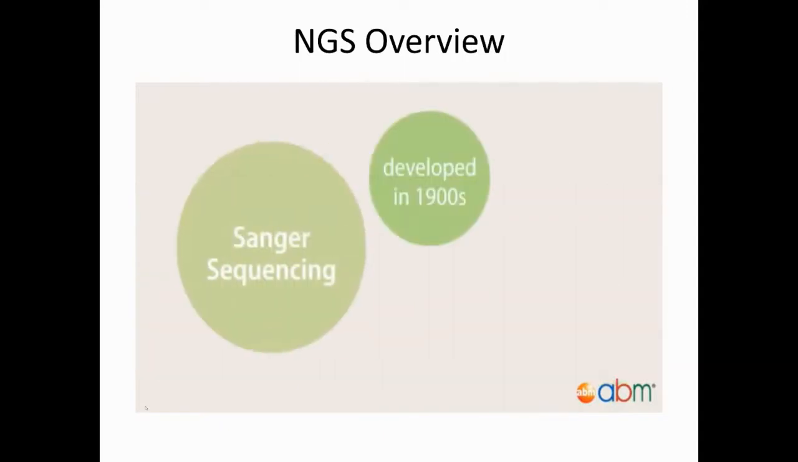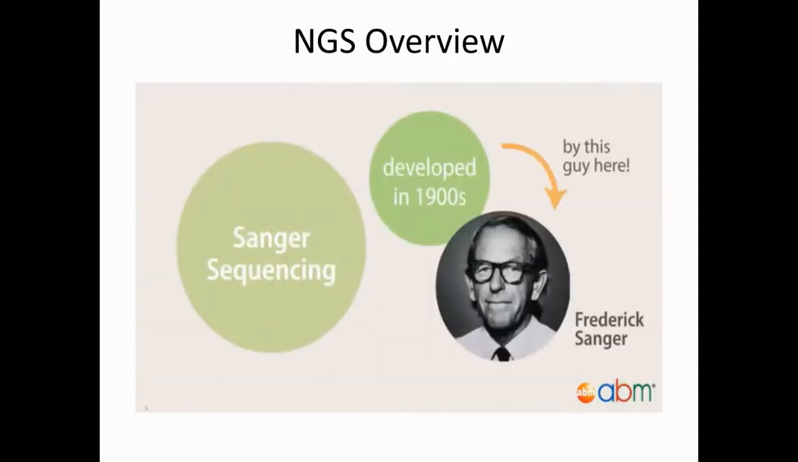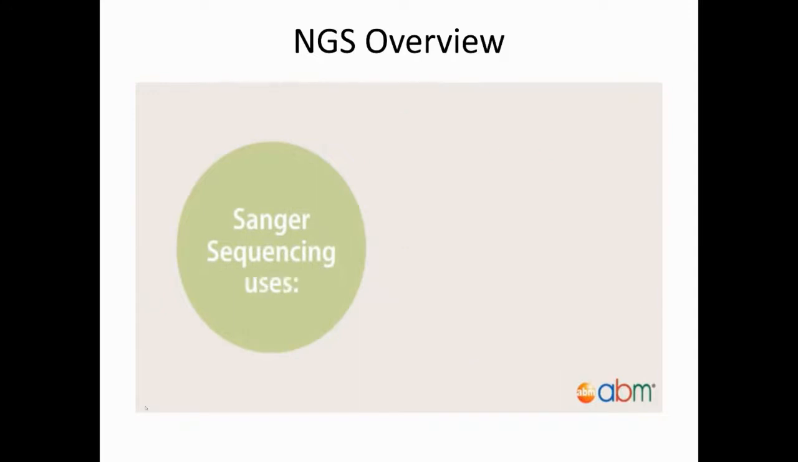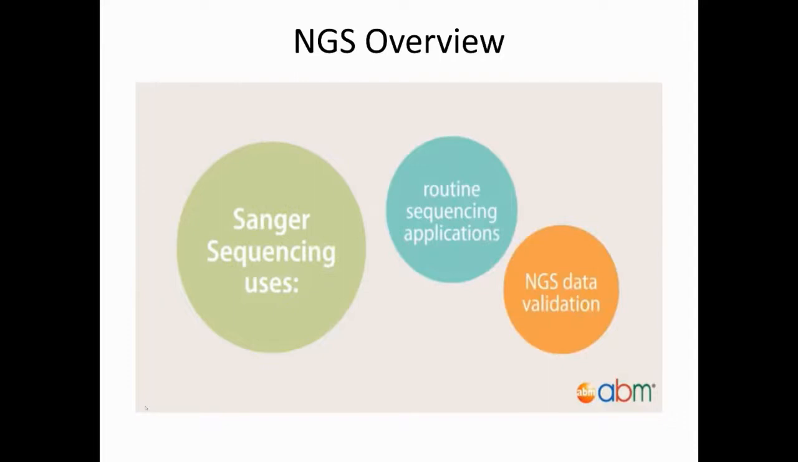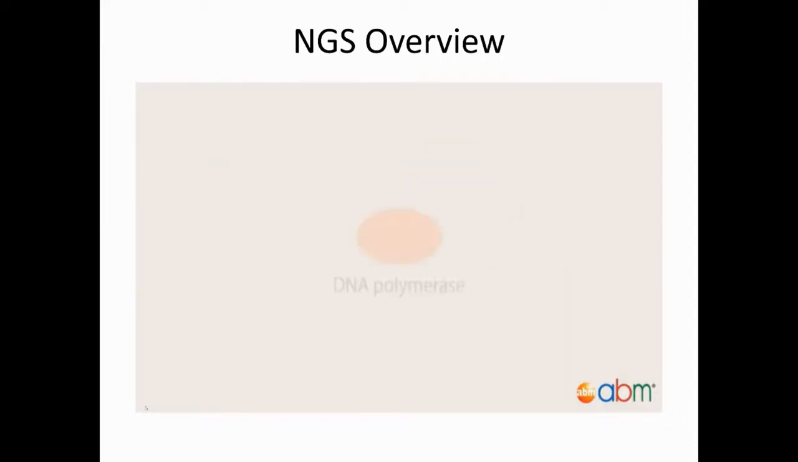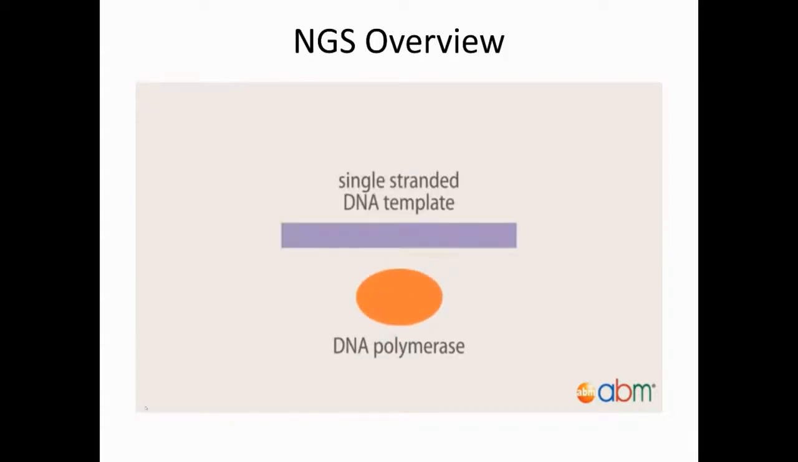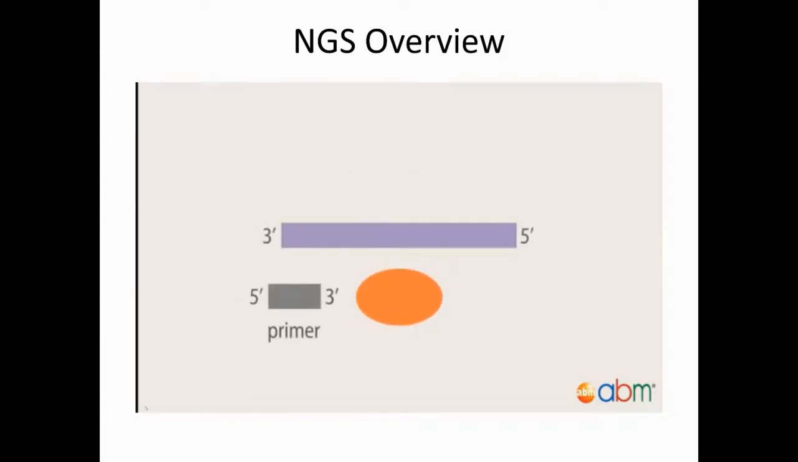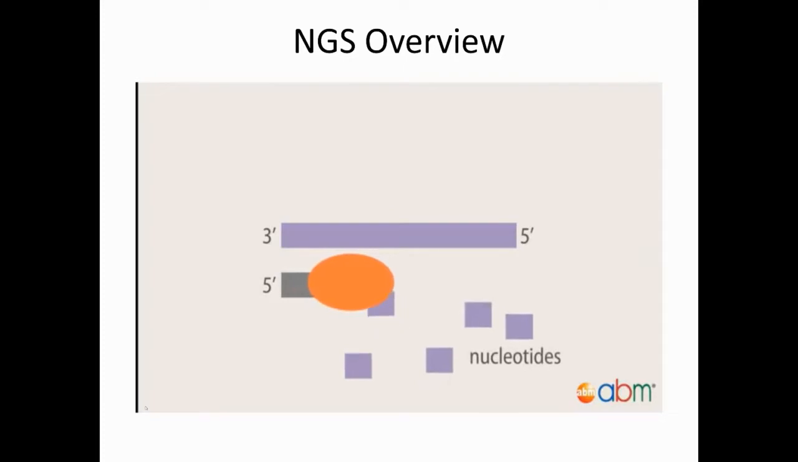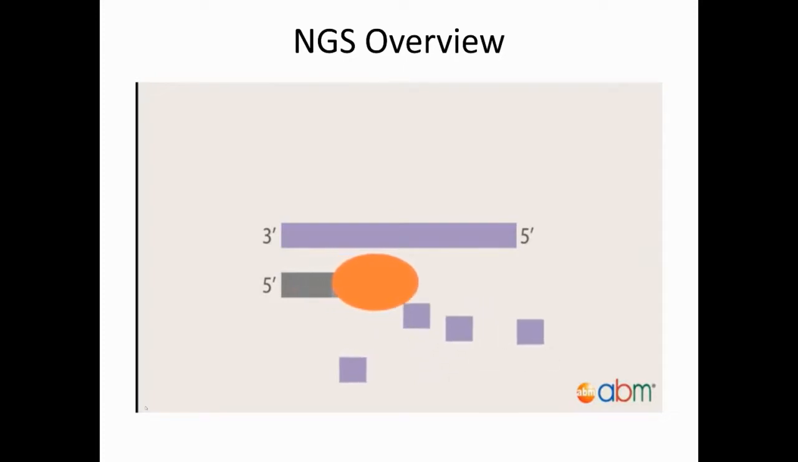Sanger sequencing, first developed in the 1970s, is the gold standard for DNA sequencing, and it is still used today extensively for routine sequencing applications and to validate NGS data. It utilizes a high-fidelity DNA-dependent polymerase to generate a complementary copy to a single-stranded DNA template. In each reaction, a single primer, complementary to the template, initiates a DNA synthesis reaction from the 3' end. Deoxynucleotides, or simply nucleotides, are added one after the other in a template-dependent manner.